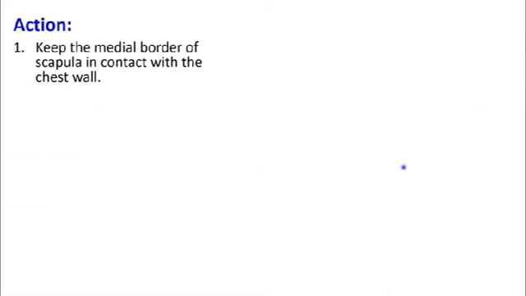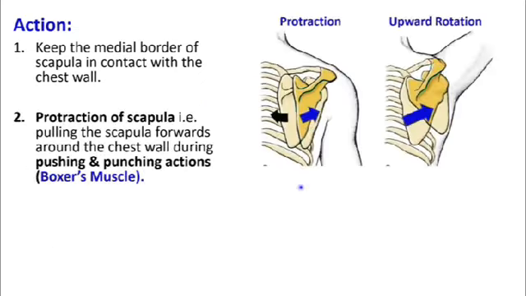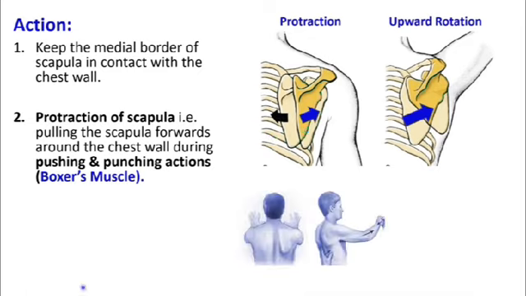Now we are coming to the actions of the serratus anterior muscles. It keeps the medial border of the scapula in contact with the chest wall. Number 2, it is involved in the protraction of the scapula, that is pulling the scapula forwards around the chest wall, and this happens when a person is pushing or punching. This is why it is called a boxer's muscle.